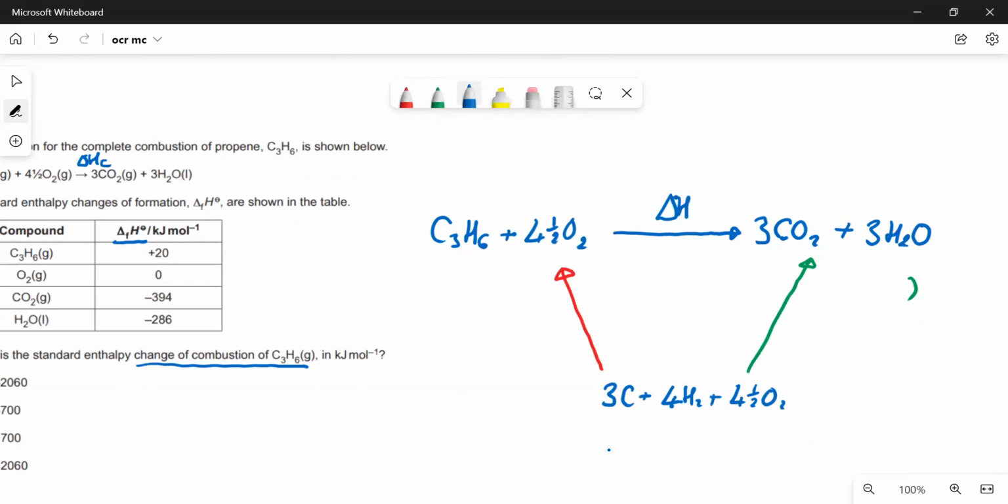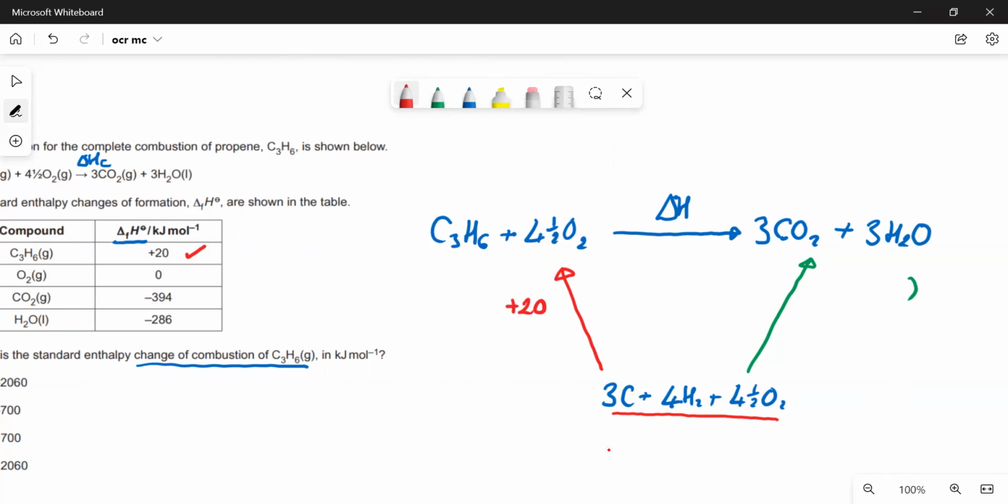When you're given delta HF values, you should always put down, as the third thing in the Hess's law cycle, the elements in their standard states, okay? So not oxygen atoms, but O2 molecules and hydrogen molecules and so on. Right, now on the red arrow, we're forming 1 mole of propane, and that's got a delta HF value of plus 20, so I'm going to write that down there. Nothing happens to the oxygen, so there's no enthalpy change there to worry about.